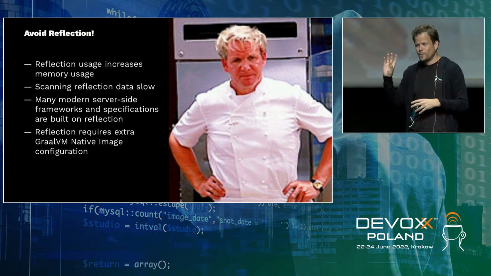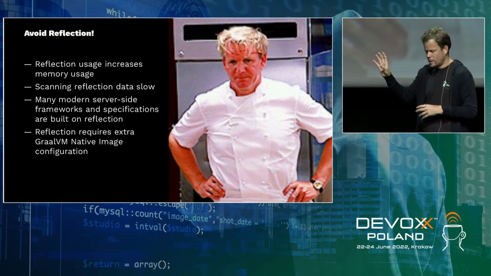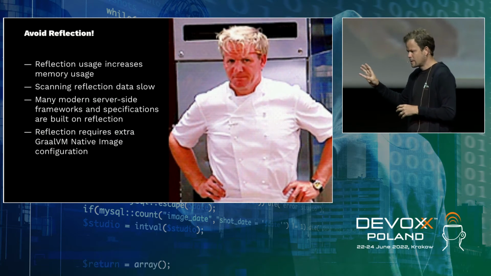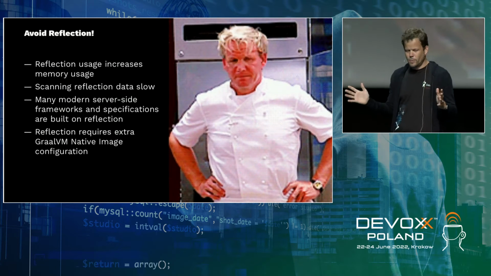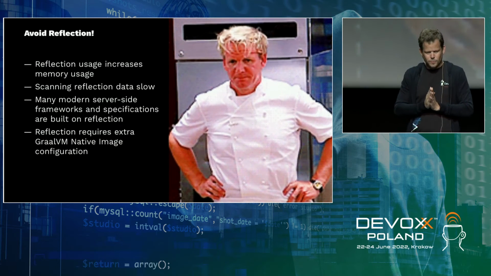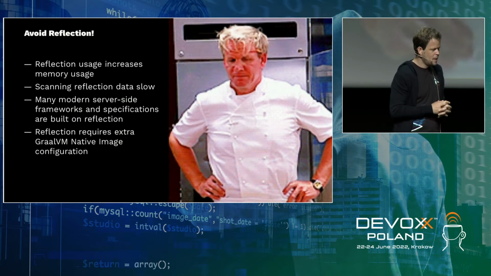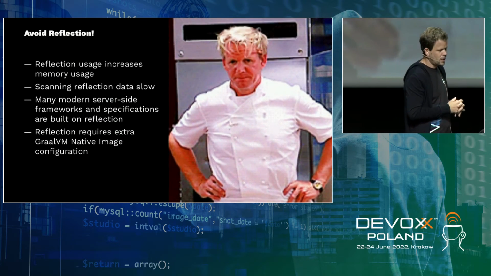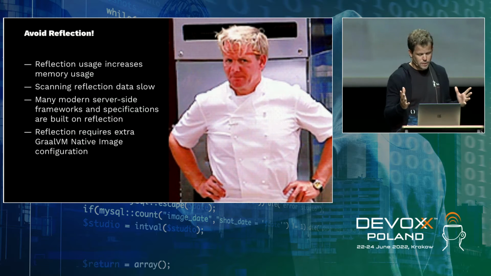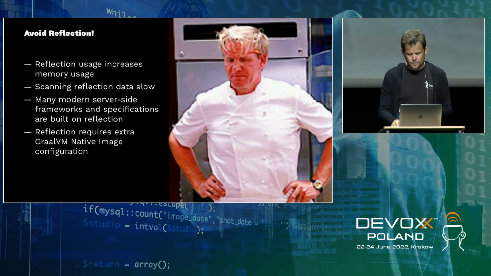The GraalVM native image came after Micronaut in terms of its development life cycle. GraalVM native image does support reflection, but it requires extra configuration. So in general, with Micronaut, we just don't do reflection in the framework anyway.